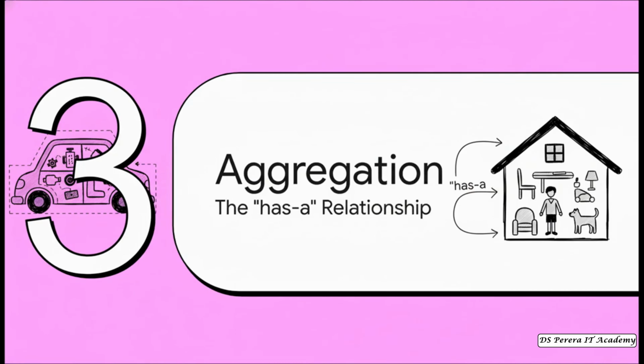All right, let's shift gears and move to our next relationship, aggregation. In English, this one represents a has-a, or what we often call a whole-part relationship, where one object is essentially made up of other objects.